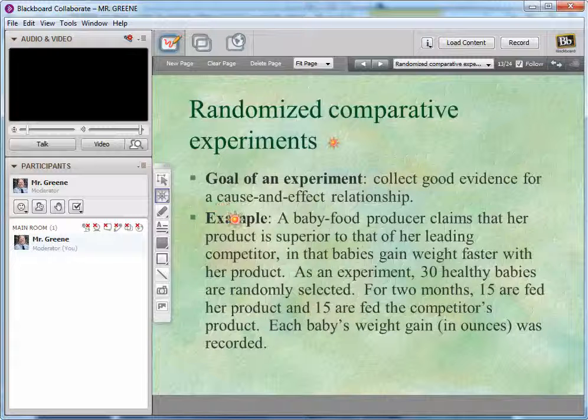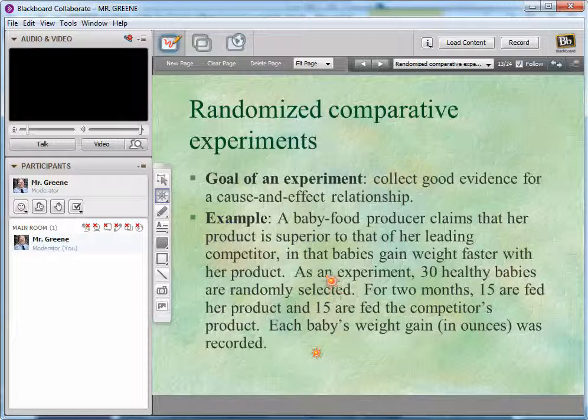Here's an example. A baby food producer claims that her product is superior to that of her leading competitor in babies gaining weight faster with her product. As an experiment, 30 healthy babies are randomly selected. For 2 months, 15 are fed her product and 15 are fed the competitor's product. Each baby's weight gain in ounces was recorded.